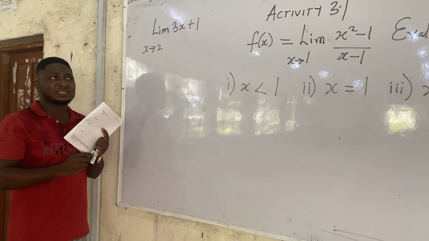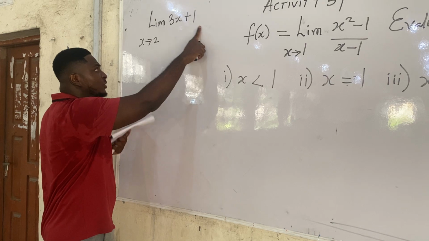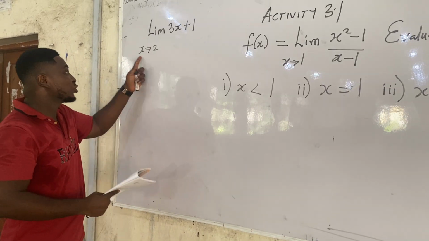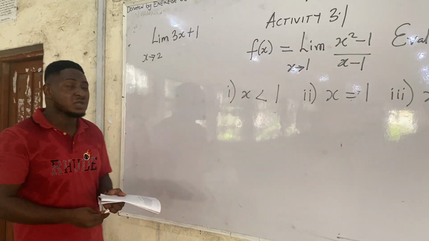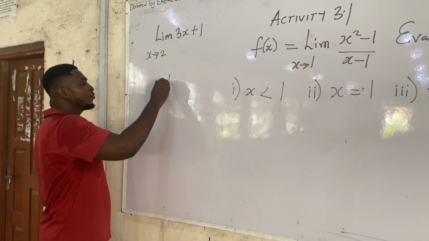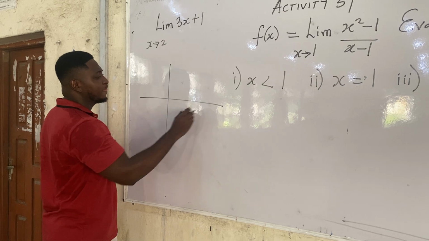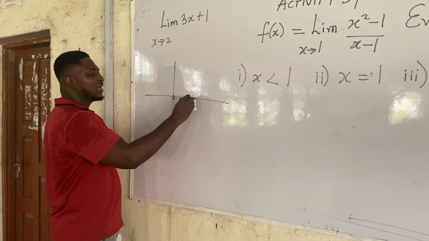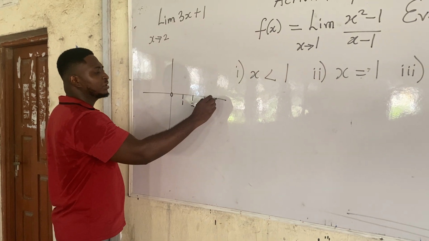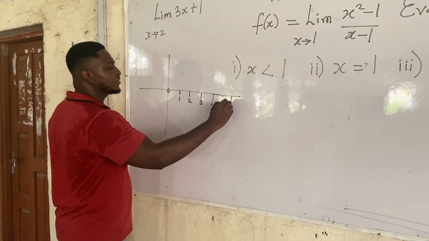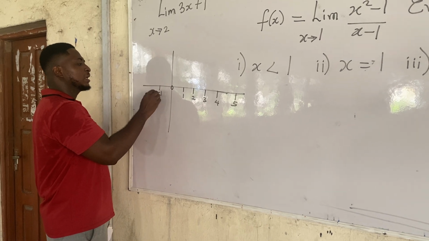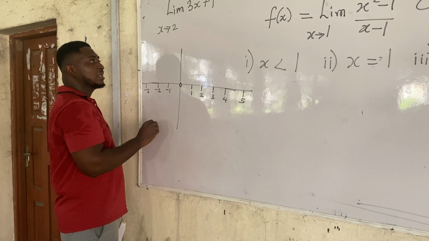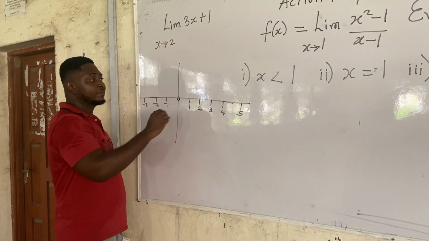Class, what this means is that we should find the limit of this function 3x plus 1 as x tends to 2, meaning x is approaching 2. Now, do you know that x can approach 2 from two possible directions? If I draw a graph, this is my origin 0, this 1, this 2, this 3, this 4, this 5. This minus 1, minus 2, minus 3. Now our limit point is 2.